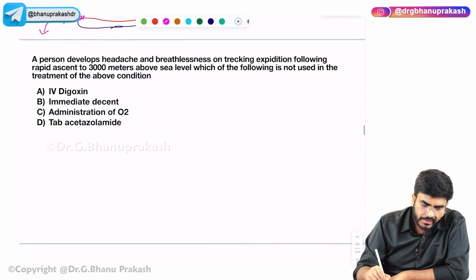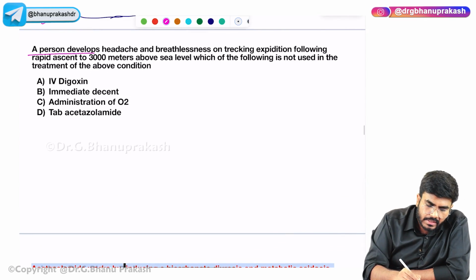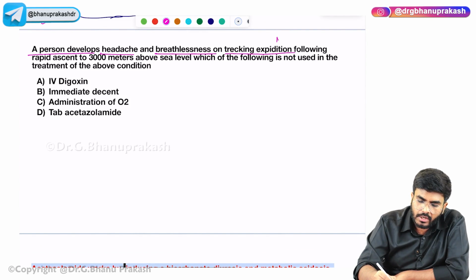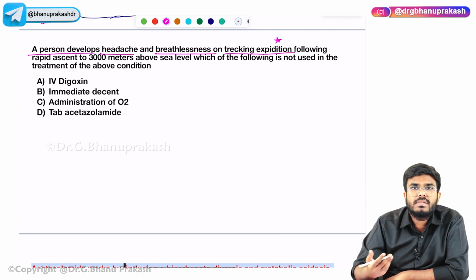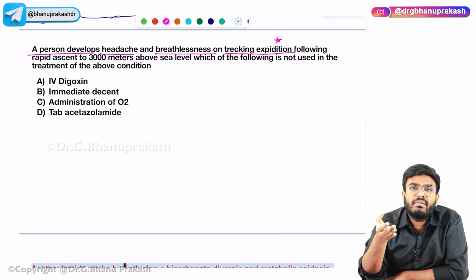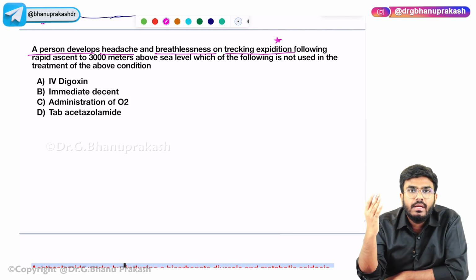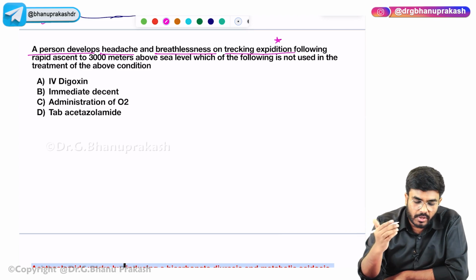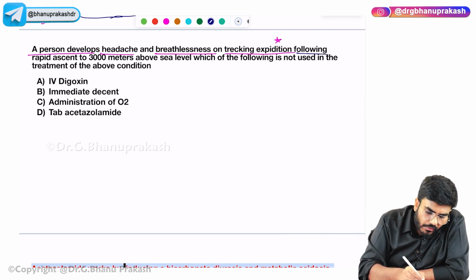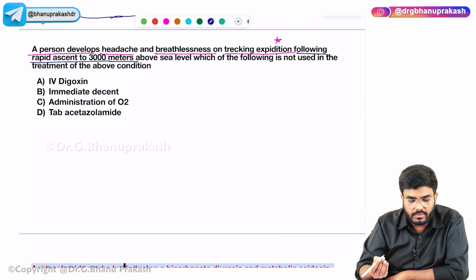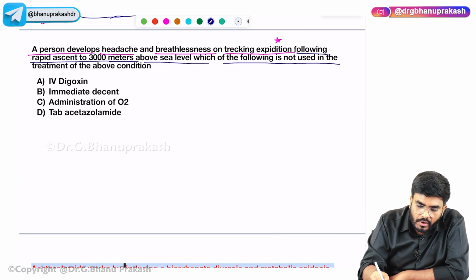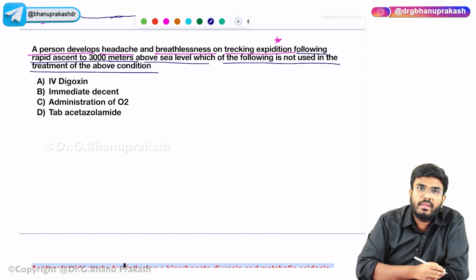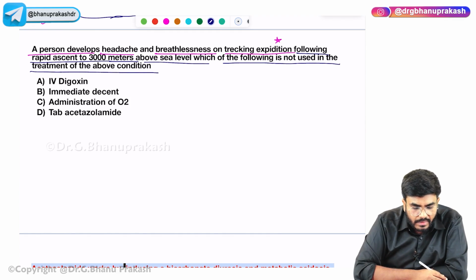Don't forget. Next, a person develops headache and breathlessness on a trekking expedition. It's very clear that he is having what? He is having hypoxia. When he is trekking to high altitudes, the partial pressure of oxygen is going to decrease. When the partial pressure of oxygen decreases, he is going to suffer with hypoxia. Okay. So following a rapid ascent of 3000 meters above sea level, which of the following is not used in the treatment of the above condition?